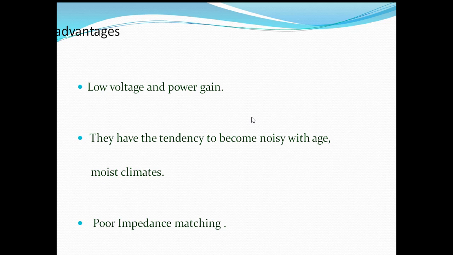The impedance matching is poor. As we know, the output resistance of a common emitter is high and the input resistance of a common emitter amplifier is low. Here the output of the common emitter is coupled with the input of the common emitter of the second stage. Since both are mismatched, the impedance matching is poor.